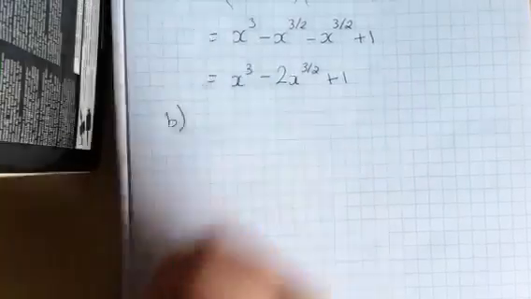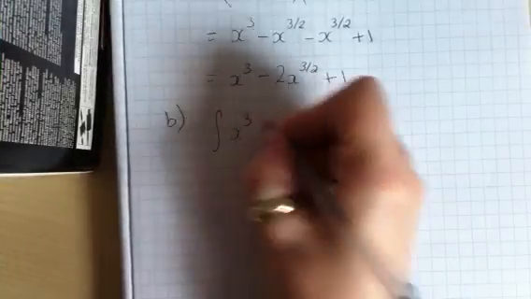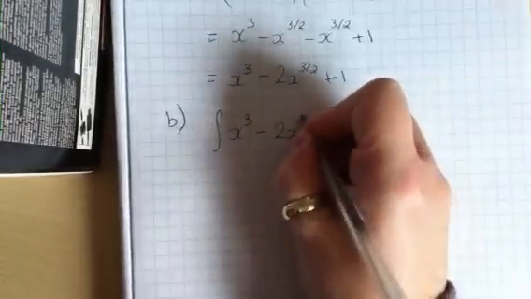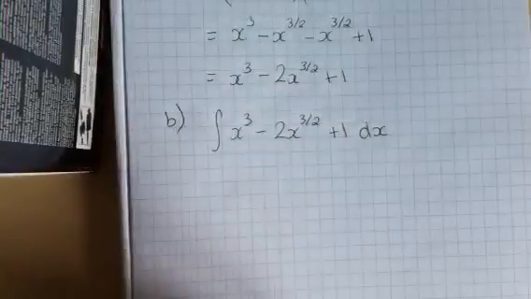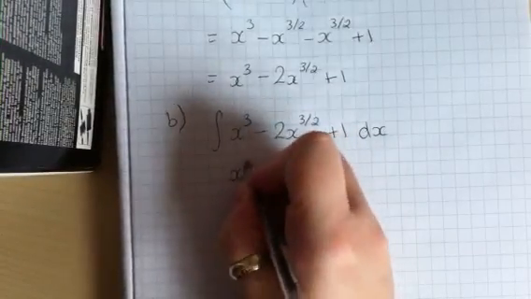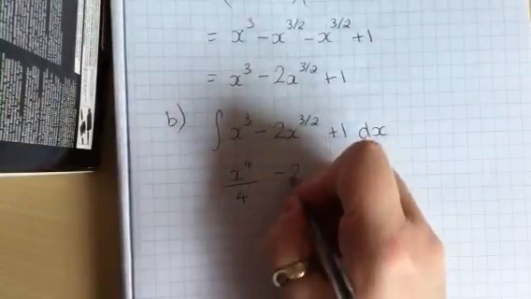Question B asks you to integrate that. So integrate the thing that you've already expanded. So we need to integrate x to the power of 3 minus 2x to the power of 3 over 2 plus 1 with respect to x. When you integrate, you add 1 to the power and divide by the new power, remember? So you do minus 2x.